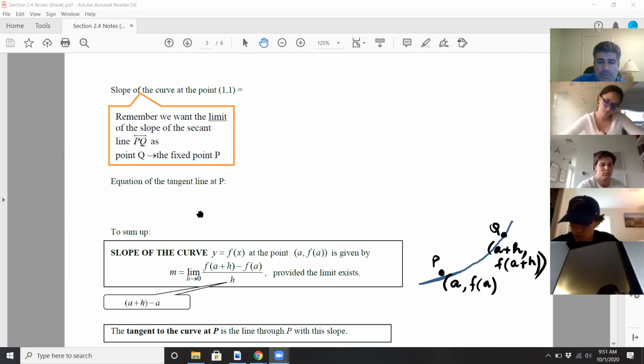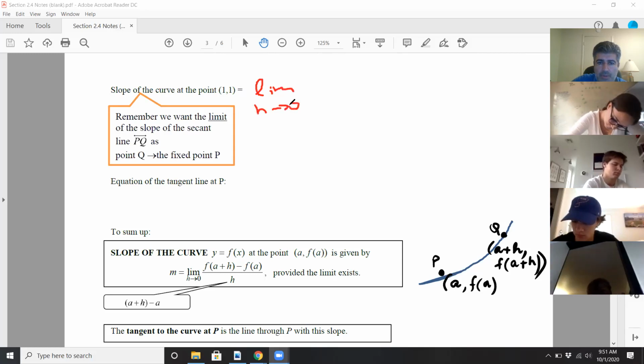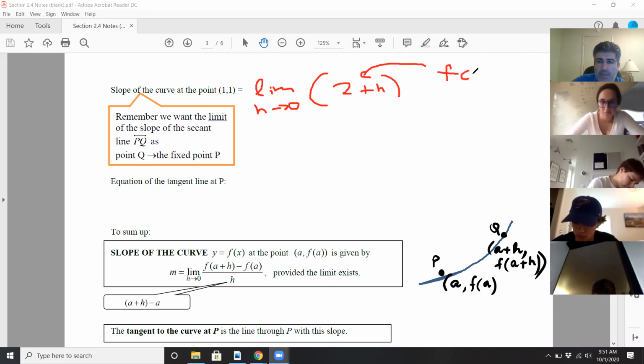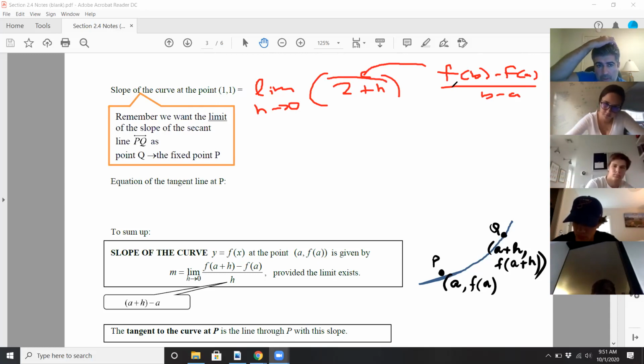So what you do is you take the limit as h approaches 0 of your expression. Remember what this represented. It represented that. All this right here, 2 plus h, was the slope between those 2 points. Remember, we want the limit of the slope of the secant line as Q approaches P.